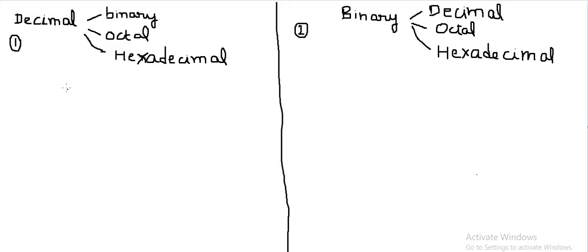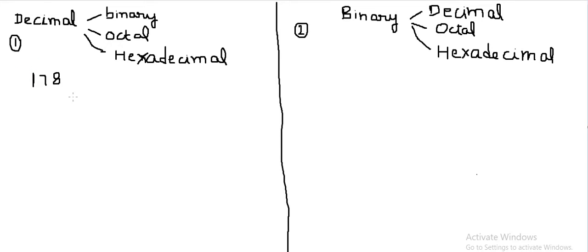So let's start with decimal to binary. We are all familiar with the decimal number system. It has 10 digits in it, 0 to 9. So I have this number, suppose 178.